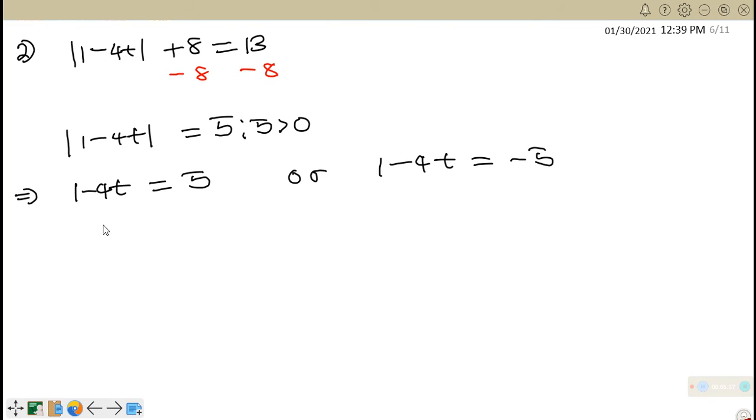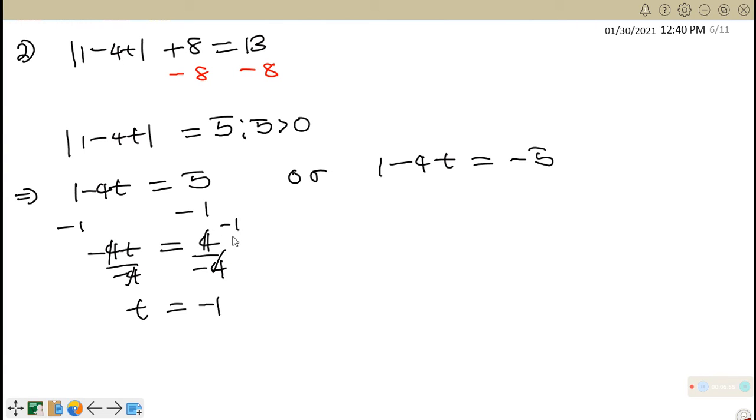So we solve both sides. Subtracting 1 from both sides, we have minus 4t equals 4, and dividing both sides by minus 4 will give us t equals minus 1.